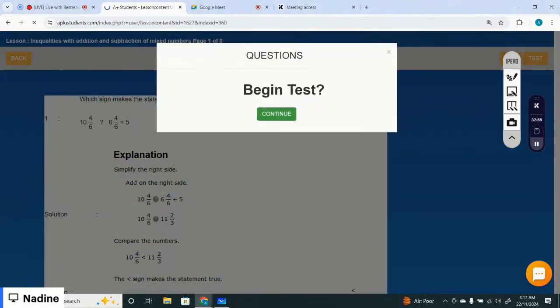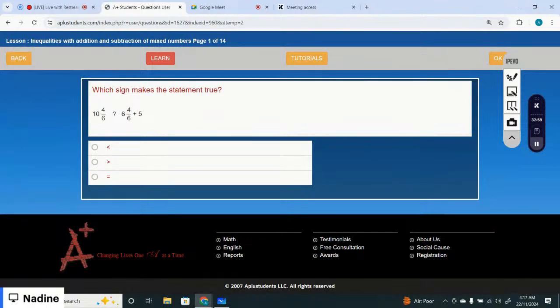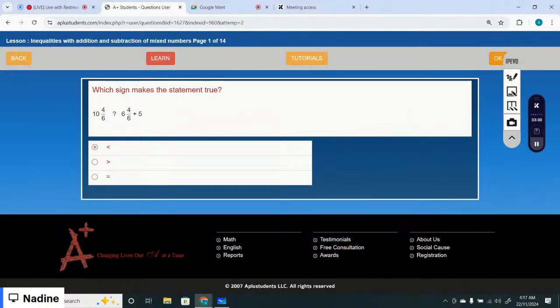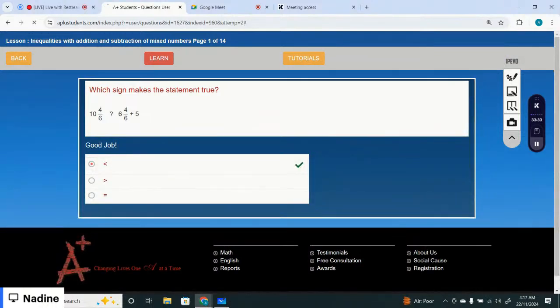Let's just start with the test questions. That's the same one we just did. First thing you need to look for is the whole numbers. Here the whole number is 10. When you add the whole numbers on this side, 6 plus 5 makes 11. So the whole number on this side is 10 and here you have 11. So 10 is less than 11. That means 10 whole 4 by 6 is less than the other side, right? The correct option is less. That is an easiest way to compare the fractions. So that is less than. Got it?